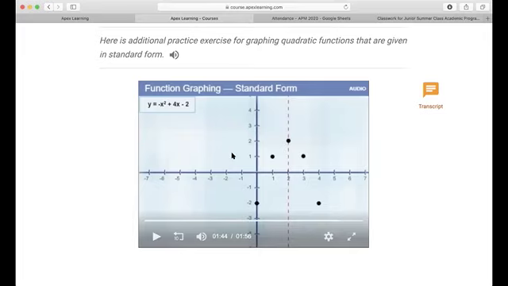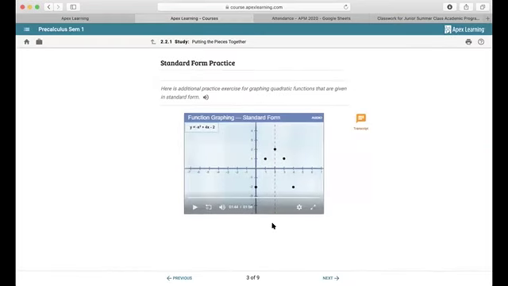Okay? And this is if it's in standard form, right? Again, you could also try to solve this and factor it, and that's what we're going to work on next. If it's in intercept form, we know immediately what the x-intercepts are, okay?